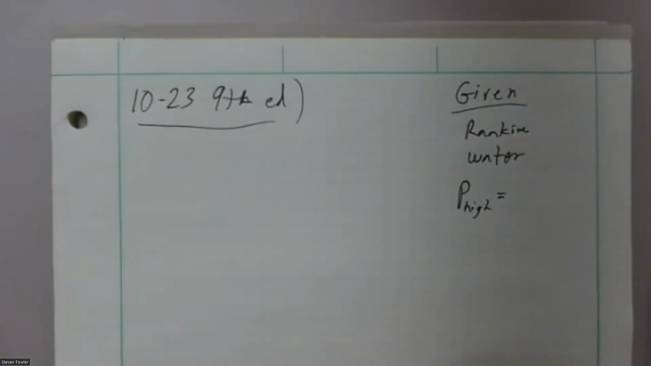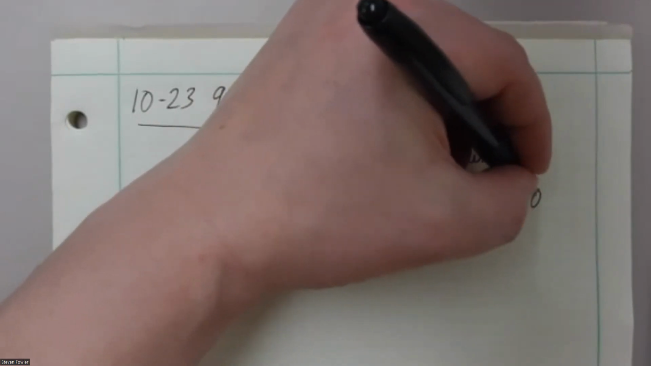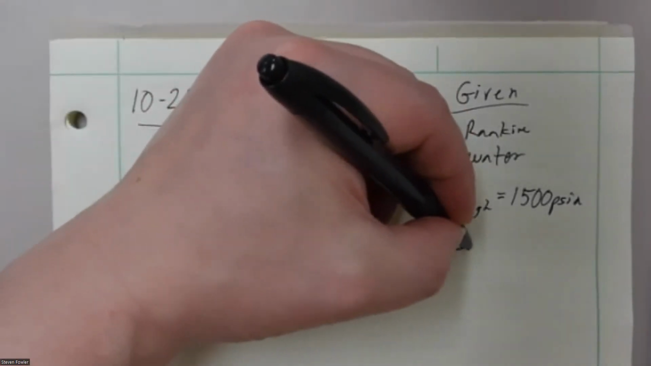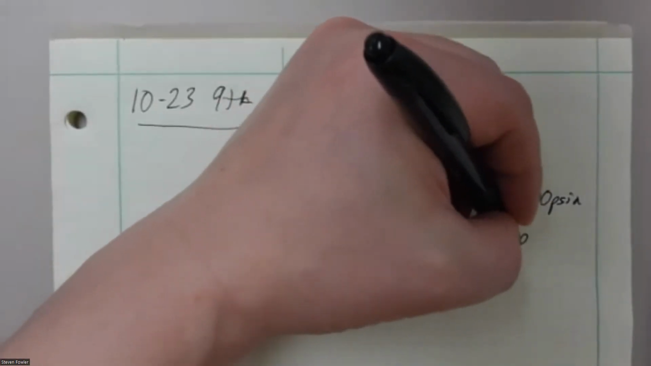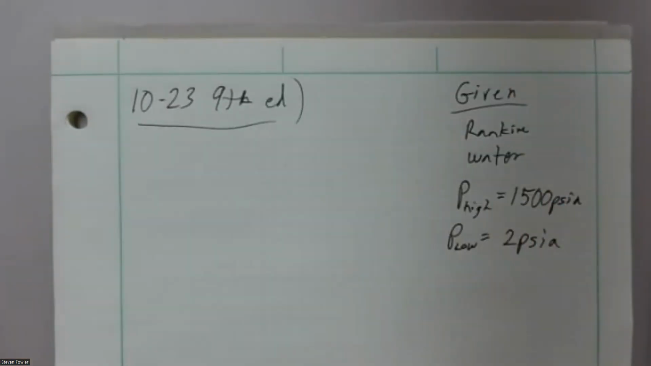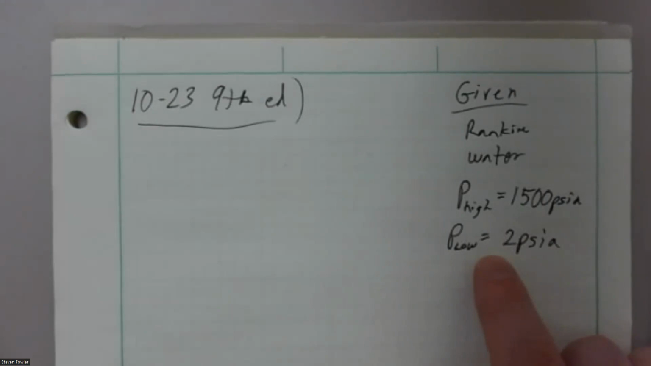What do we got here? You basically have a high pressure of 1500 psi. You've got a low pressure of 2 psi. Again, an atmosphere is about 15 psi, so we're running lower than atmosphere on the low side. That happens. That's kind of an ideal thing. It means we're getting as much work as we can out of the turbine there.